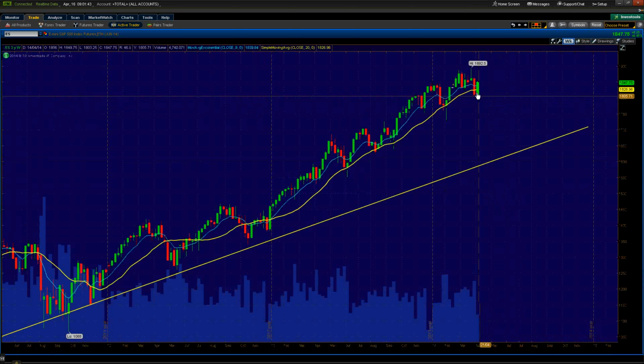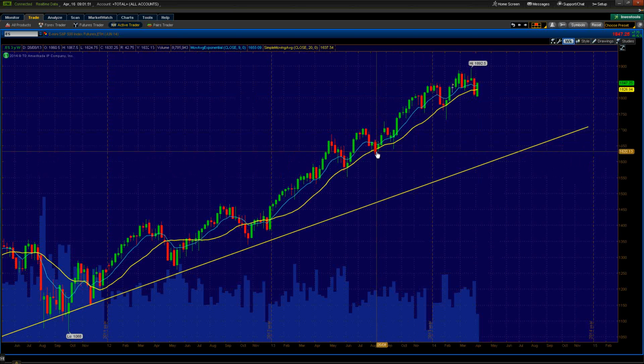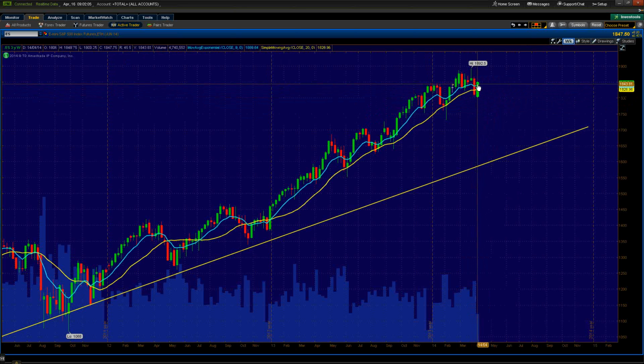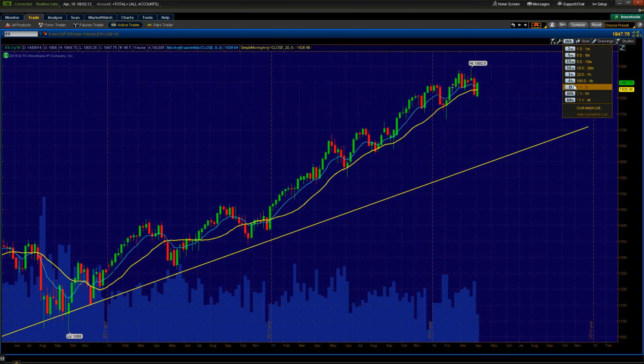On the weekly, we had weakness coming in last week, and we closed below the 20, which was the first time we've done that since going back to August or September of last year. But we've now, in just the first 2 days of this week, gained most of this back, and we're currently trading above the 9 and the 20. So the trend is showing some weakness, but it's still intact.